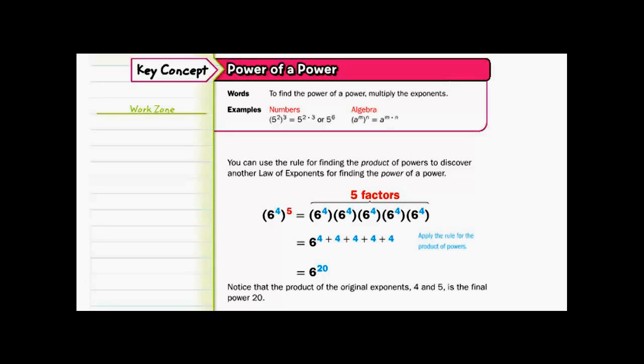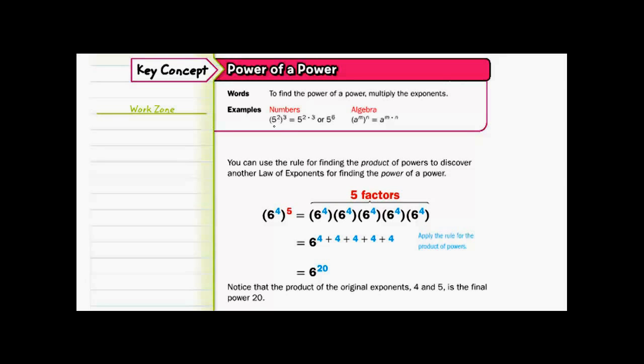Lesson 4. We are talking about powers of monomials. So we talked about the multiplication and division rule for monomials yesterday. So this is just an extension of that. So if you look here under power of a power, it says to find the power of a power, you multiply the exponents.